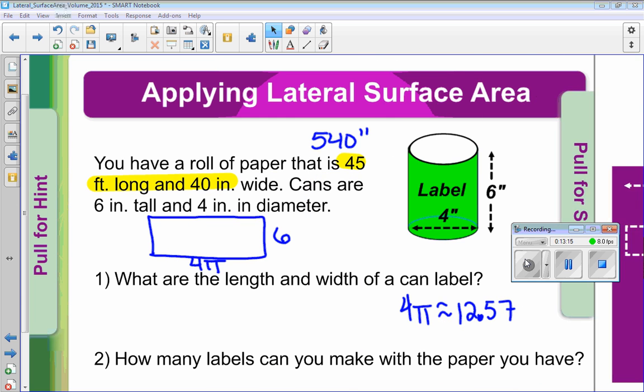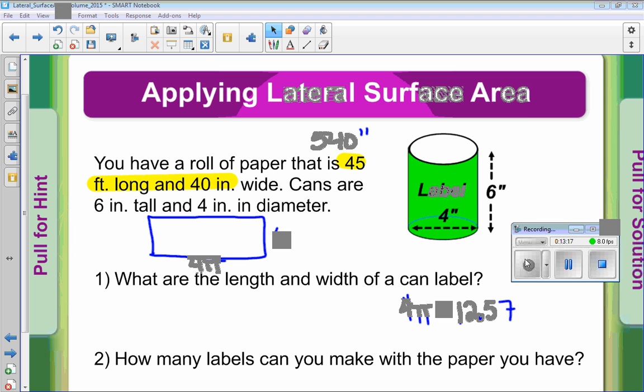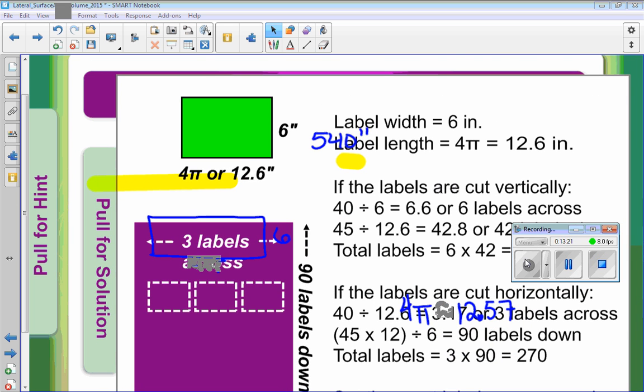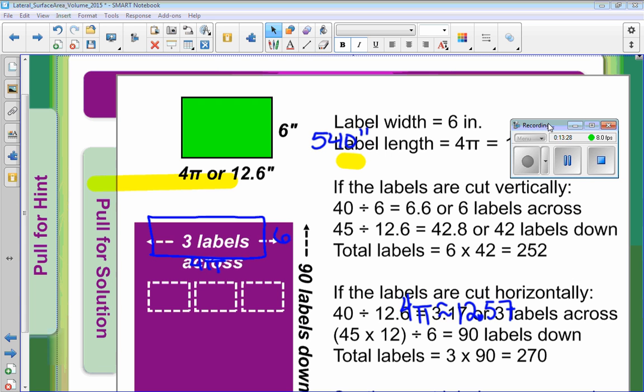Let's see. Okay, let's do it. Well, I'll show you what they did. They did it vertically or horizontally, so they arranged them in two different ways. If you arranged them a certain way, they got 252, and if you arranged them the other way, you got 270. 270 is the correct answer because that's the max number of labels, so nobody's right actually. It depends on how you orient them.